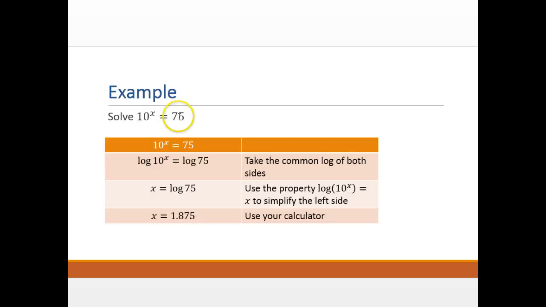Say I have 10 to the x equals 75. I'm going to take the common log of both sides because I know logs give me exponents. So log of 10 to the x equals log of 75. Well, this is base 10, understood to be base 10 when I don't write the base. So log of 10 to the x is simply equal to x because we know log and 10 to the x are actually inverse functions, so they undo one another. So x equals log of 75. I'm going to use our calculator, and so I get x is 1.875.